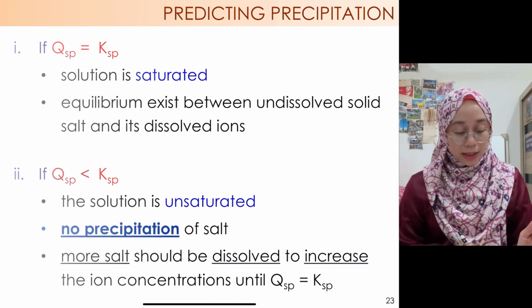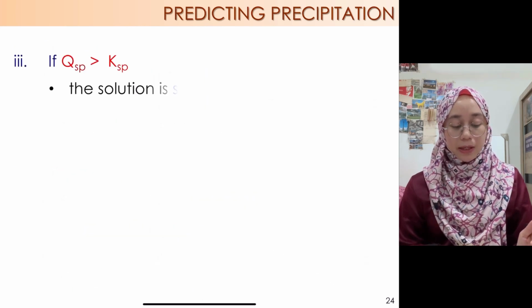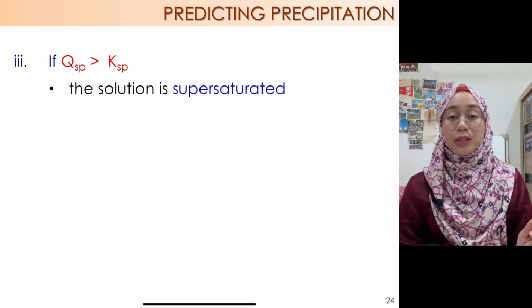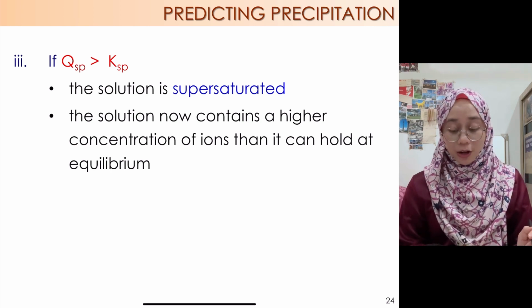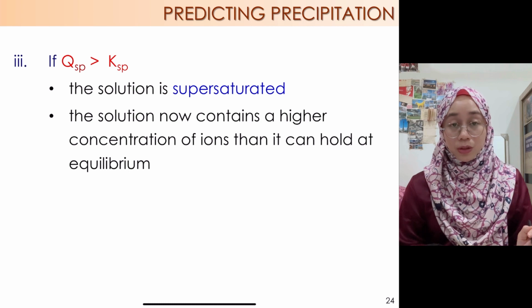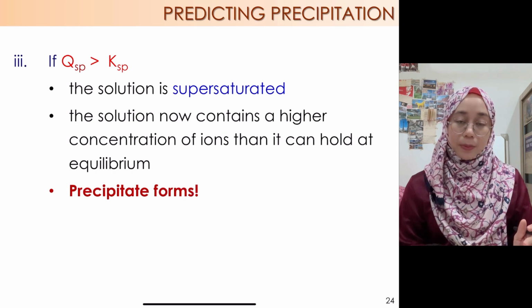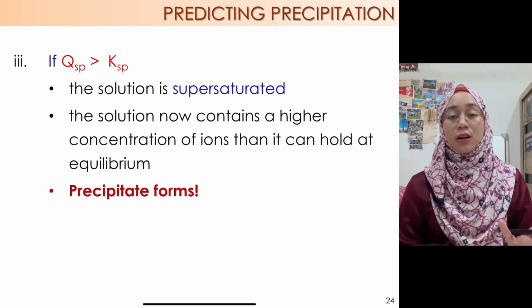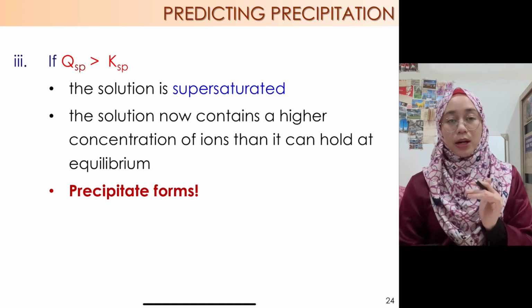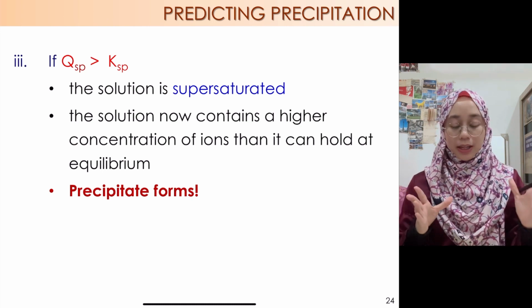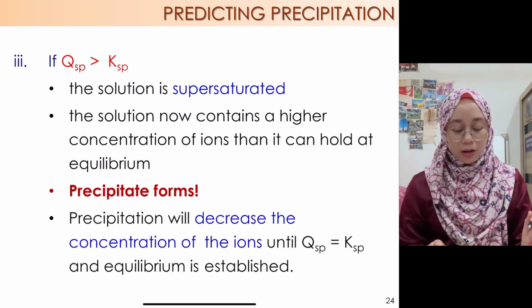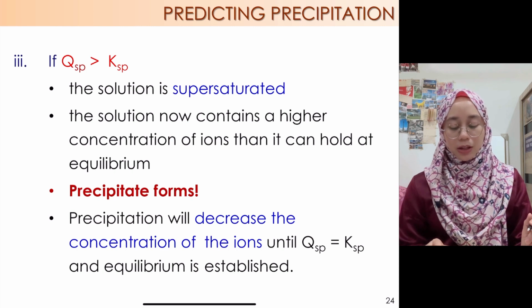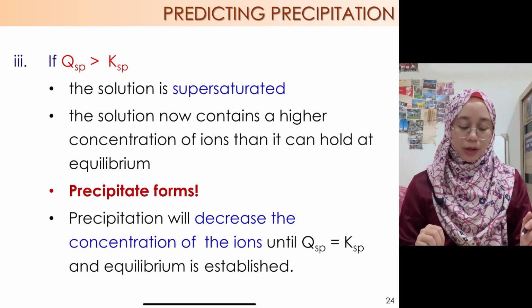Okay, so last kali kita tengok what if QSP is larger than KSP. So now this solution here is what we call as supersaturated. Okay, supersaturated meaning the solution now contains a higher concentration of ions than it can hold at equilibrium. So adakah kita akan nampak precipitate kalau dia jadi supersaturated ni? Yes. Okay, so precipitate forms if concentration of ions is more, I mean in a very large amount. Okay, kalau kita punya concentration of ions tu, so kita akan nampak the precipitate form. So precipitation will decrease the concentration of the ions until QSP equals KSP and equilibrium is established.